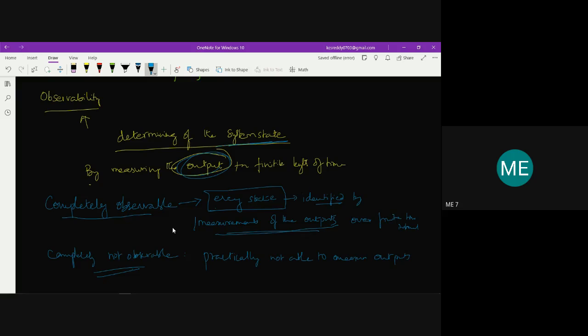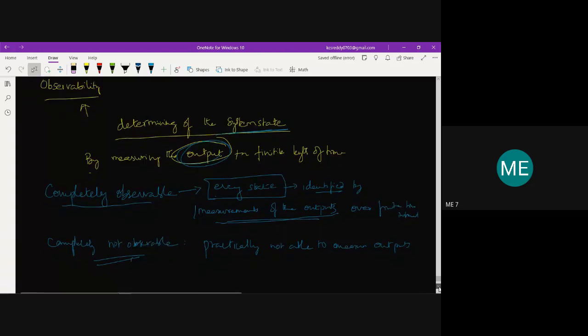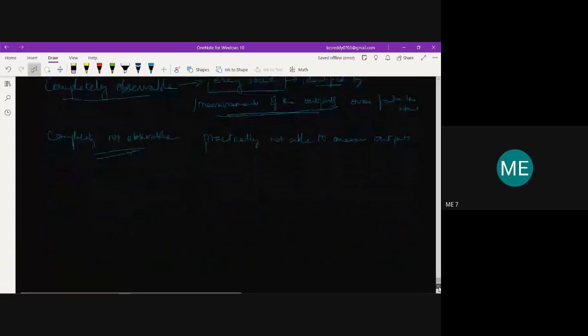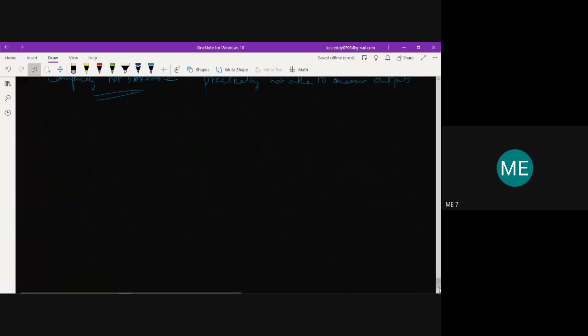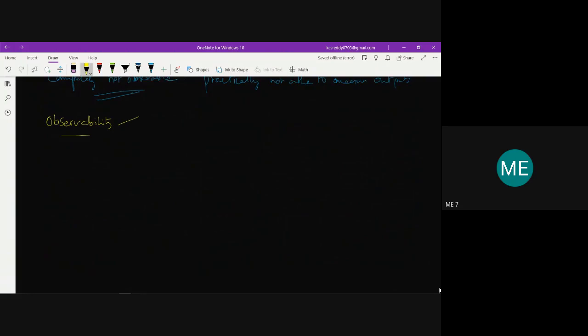Similar to how we tested controllability, the observability of the system can be obtained by using two tests. What are those two tests? Kalman's test as well as the Gilbert test. So observability is tested by Kalman's test, similar to controllability, and as well as the Gilbert test.